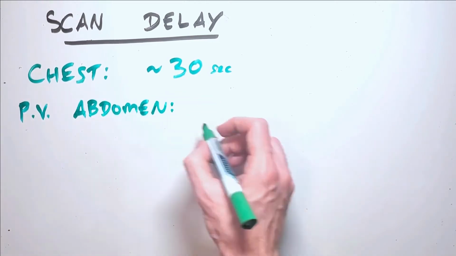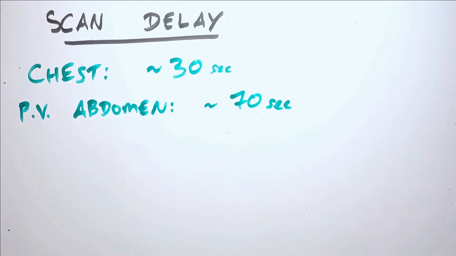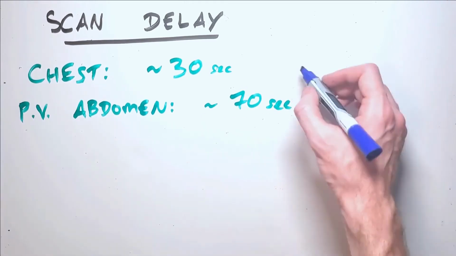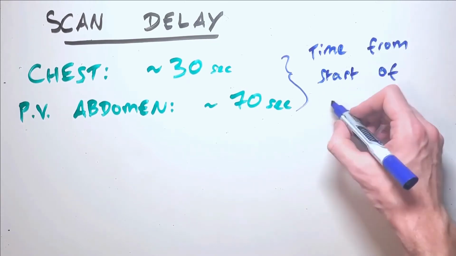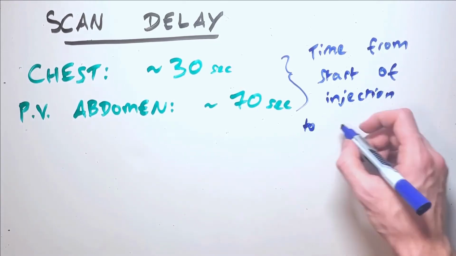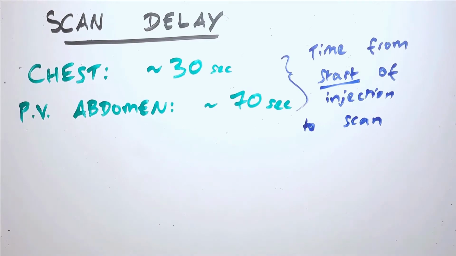A typical abdomen and pelvis scan will start around 70 seconds after the start of an injection, because this is how long it takes the contrast to reach the portal venous system. These different timing protocols are referred to as phases of contrast enhancement, and you can dive more into the differences in phases of enhancement when you look into each individual scan protocol and body area.